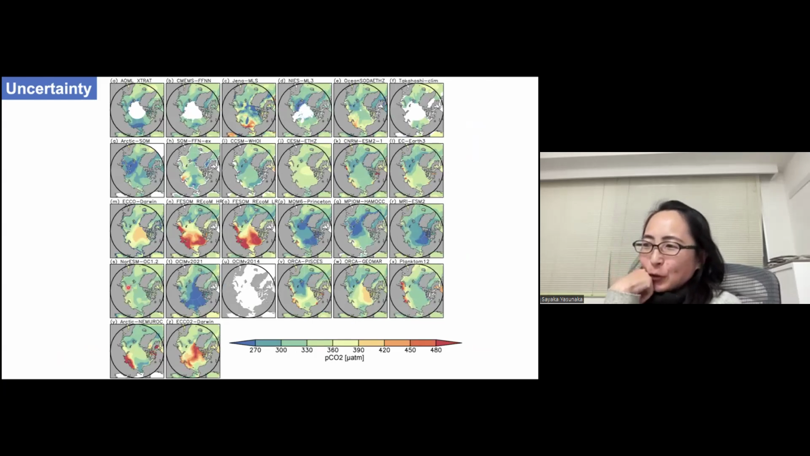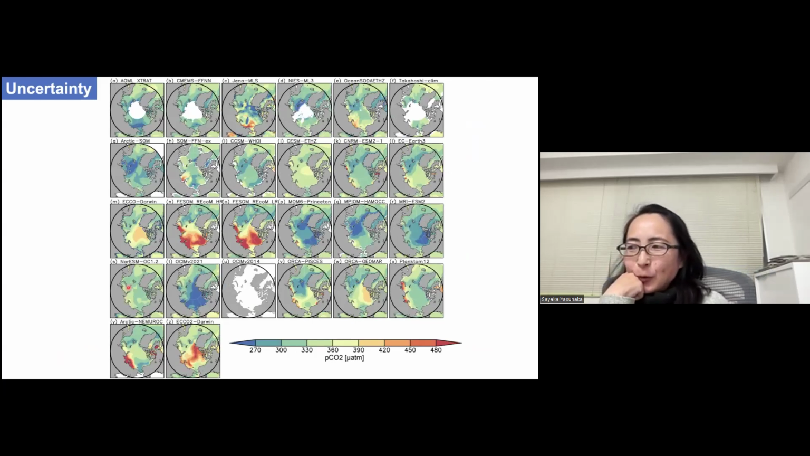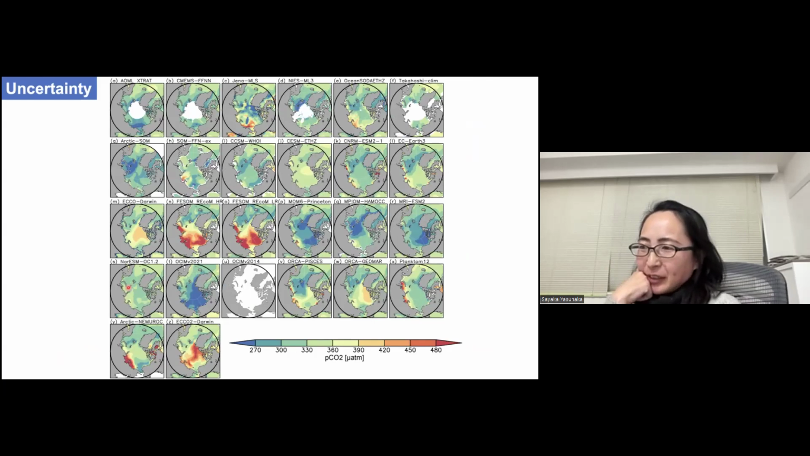This figure shows the PCO2 in the Arctic Ocean from each estimate. We can see the spatial distribution is very different among the estimates, right? Some models show very high PCO2 in these areas, but some estimates show low PCO2, like this one. So we have to pay attention to that.